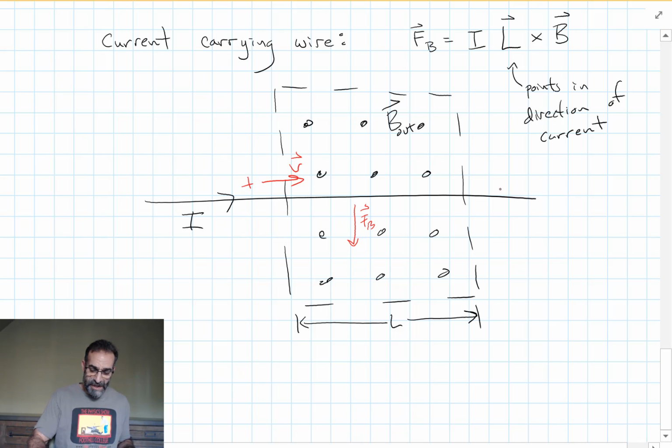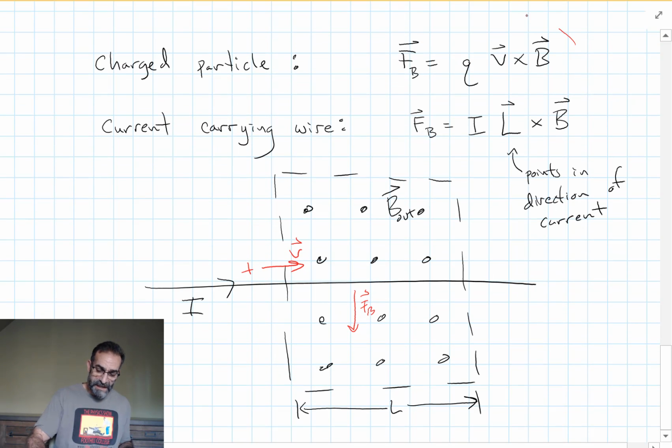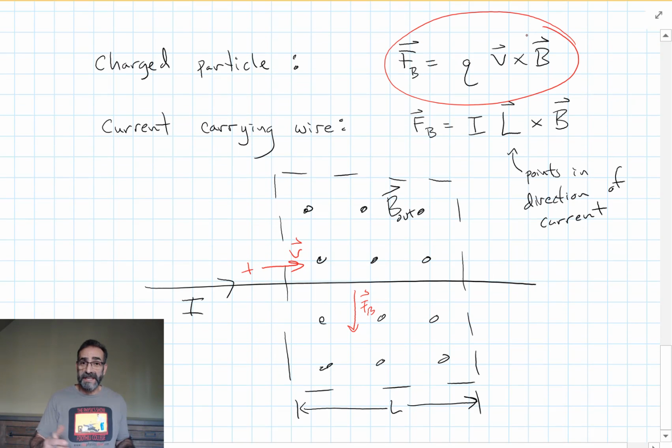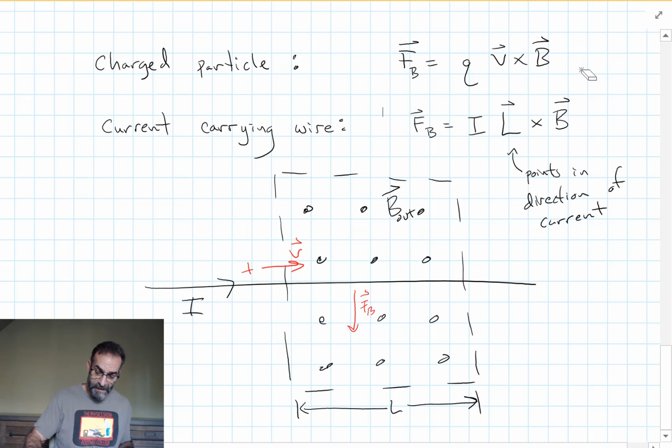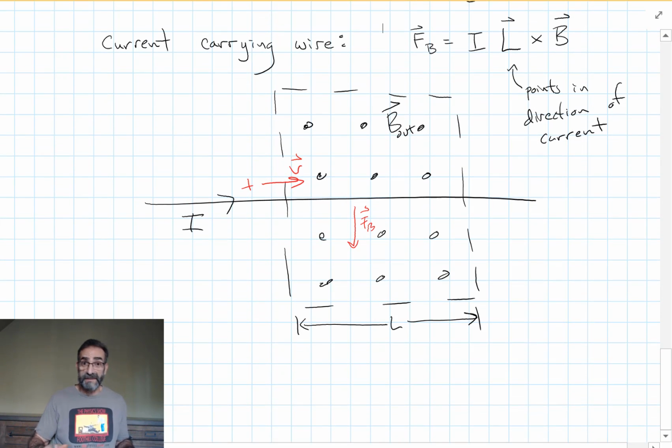A positive charge moving to the right. So we can still use this right-hand rule to give us the direction. A positive charge moving to the right gives us a force that points towards the bottom of the page. Or you could think of the current moving to the right, crossed into the magnetic field, gives you a force pointing towards the bottom of the page.